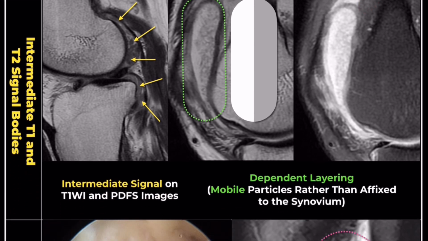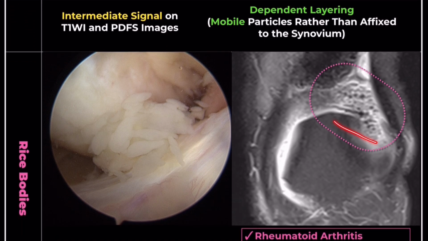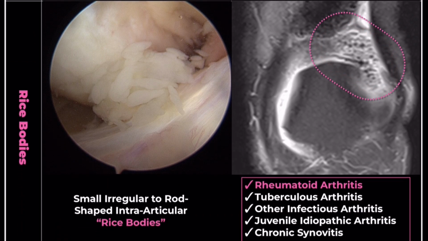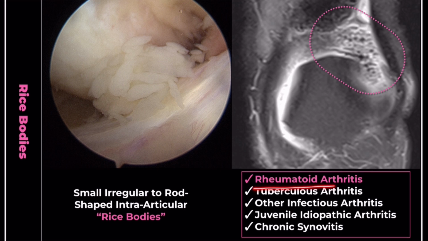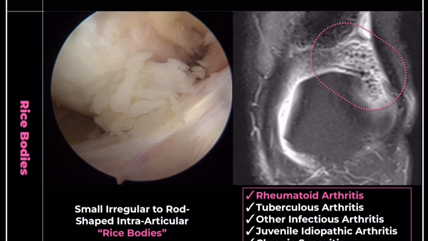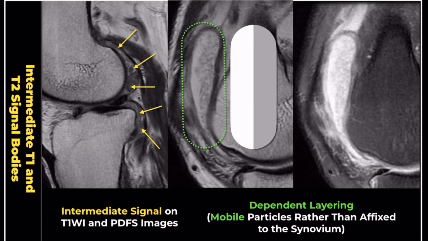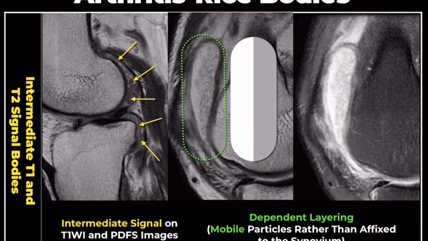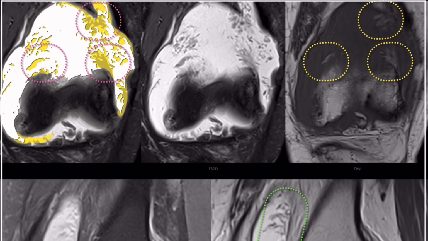It's important to note that these tiny bodies show no fat signal, as they are composed of fibrinous tissue. When examining the sagittal image, we can see a dependent layering pattern, indicating that these particles are mobile rather than fixed to the synovium. Let's now move on to today's case.